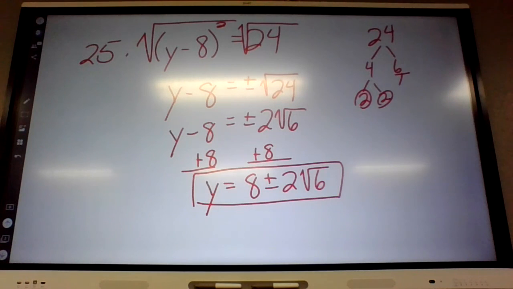If there's a letter on the outside, 0 is one of the answers. And then, like, if it said that, it would be negative 4.